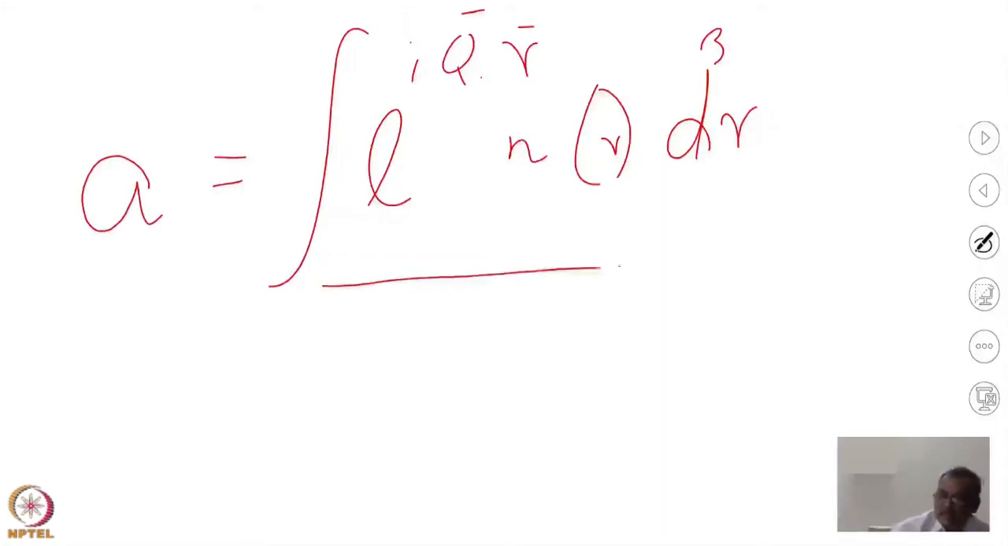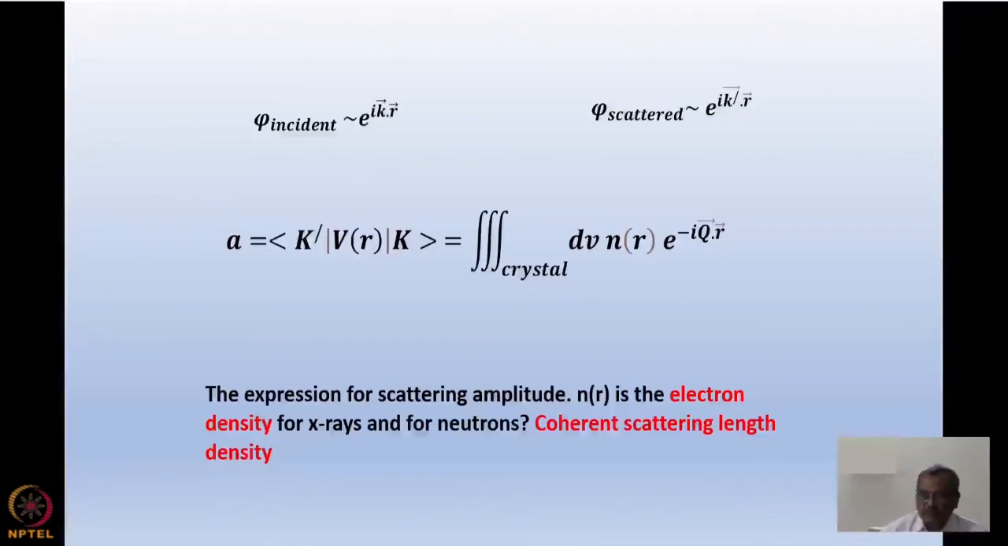You can see that this is very similar to what I obtained from the Fermi golden rule in case of neutrons. I'll go ahead and I will show you the same way. This is the scattering amplitude, and n(r) depends on electron density. So this n(r) is the electron density in case of any condensed matter. By electron density, I mean there are atoms at sites with electron clouds which cause Thomson scattering of the X-rays for diffraction. And in case of neutrons, it will be the coherent scattering length density.